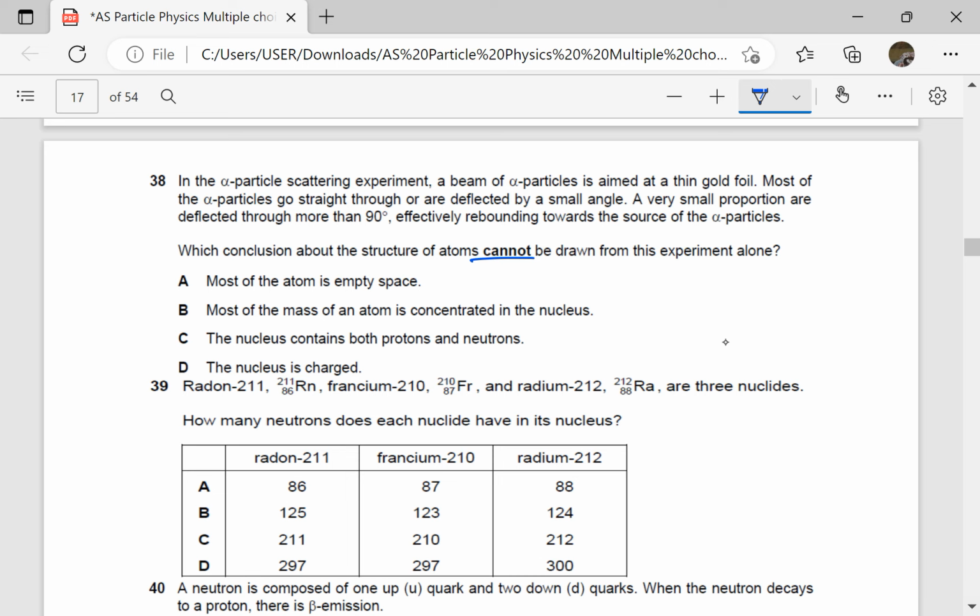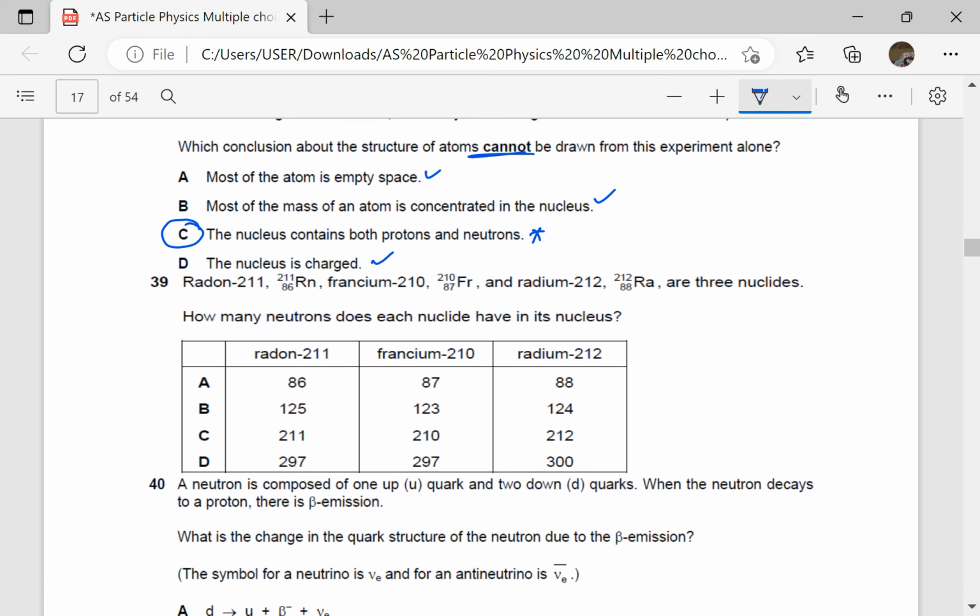Most of the atom is empty space, that one can be drawn from it. Most of the mass of the atom is concentrated in the nucleus, that one can be drawn from it. The nucleus contains both protons and neutrons. We cannot come up with this conclusion from the alpha particle scattering experiment alone. Another experiment needs to be used to confirm that both protons and neutrons exist. The nucleus is charged, that one can be confirmed by the deflection. So the answer here is C, cannot be drawn from this experiment.